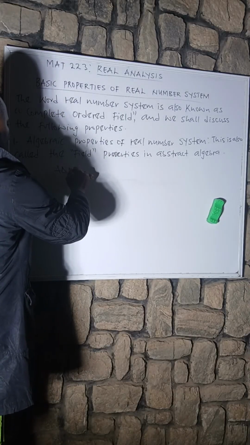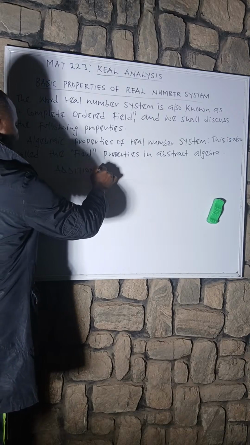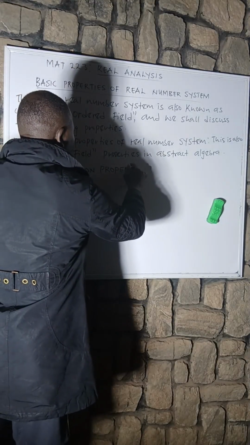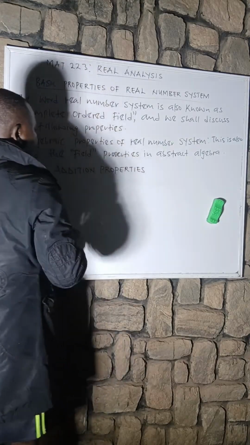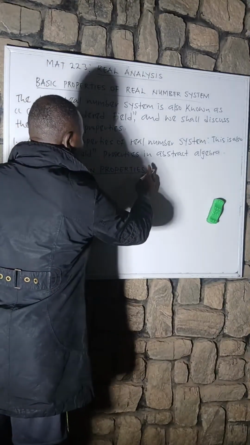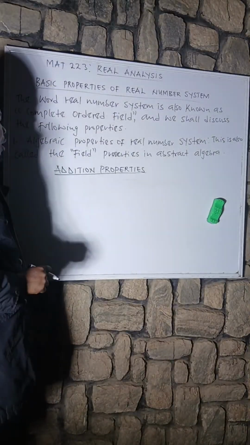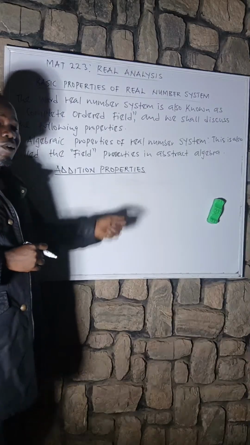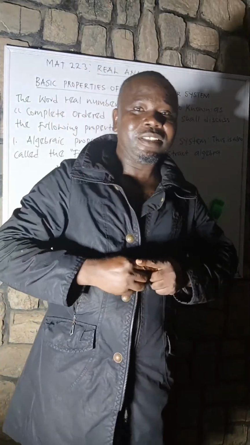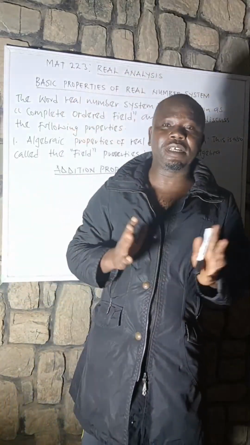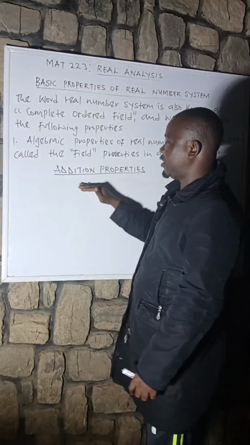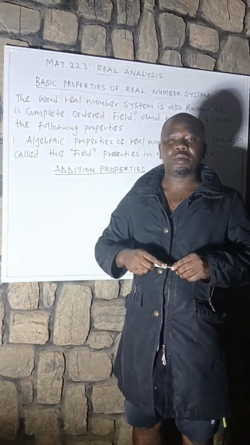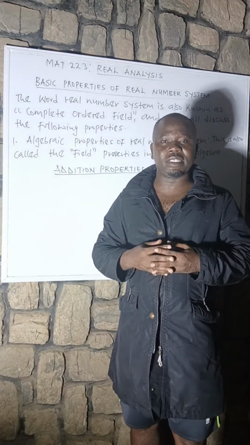Addition properties. Before one can go deeply into abstract algebra, you must take note of these properties: addition and multiplication properties, as well as what? Identity properties. Is that clear?